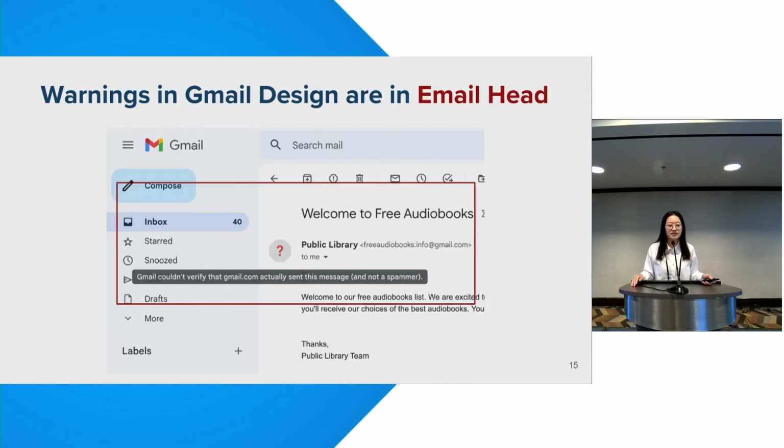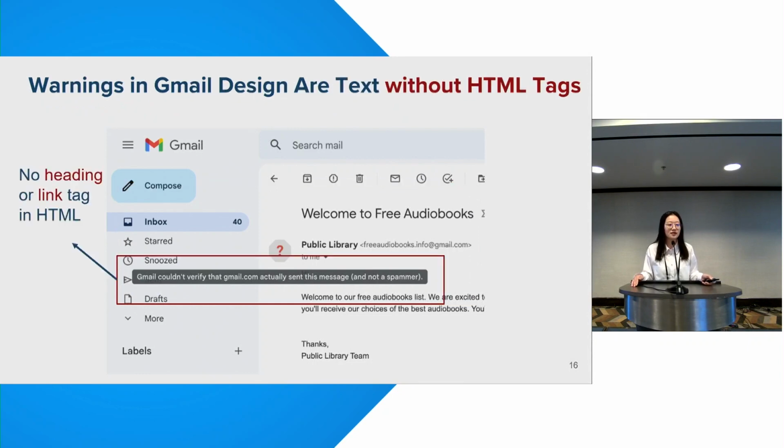However, the icon warnings in Gmail design, one type of the warnings in Gmail, are placed in the email head, where people with varying impairments tend to skip all the time. At the same time, icon warnings lack HTML tags, like heading or link, that correspond to the shortcut keys. So as a result, when participants press shortcut keys like Tab for next link, the screen reader will directly skip the warning.